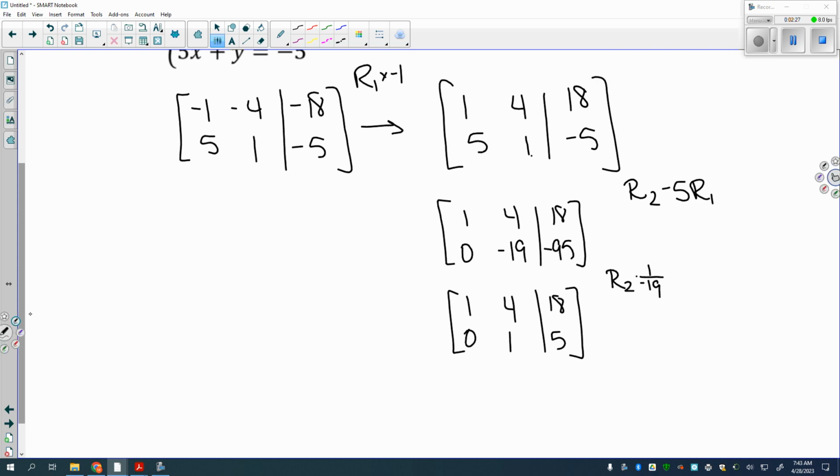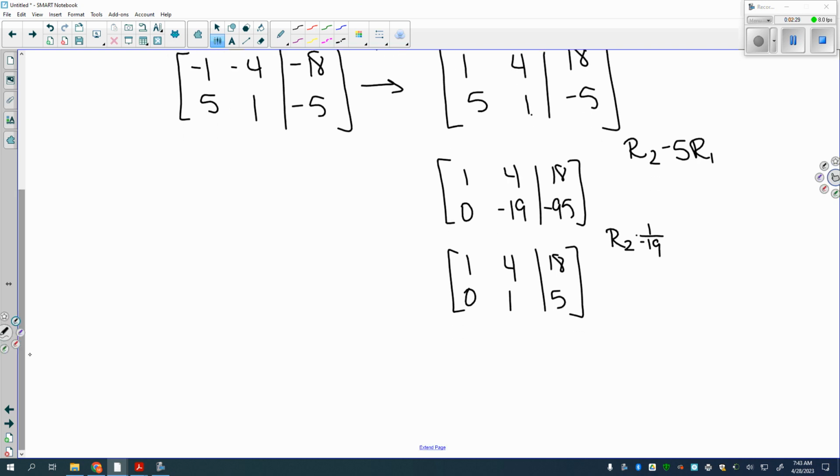Now, I just want that 4. I want to get rid of that and have that become a 0. So I'm going to take row 1 minus 4 times row 2. So 1 minus 4 times 0. 4 minus 4 times 1, which is 4 minus 4, is 0. 18 minus 4 times 5. 18 minus 20 is negative 2. And row 2 stays exactly the same. And so I get this.